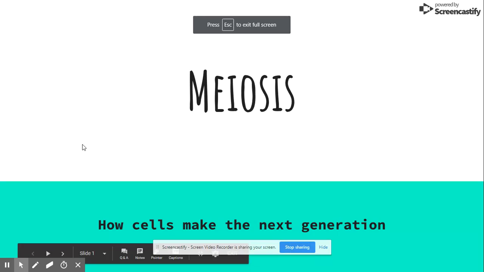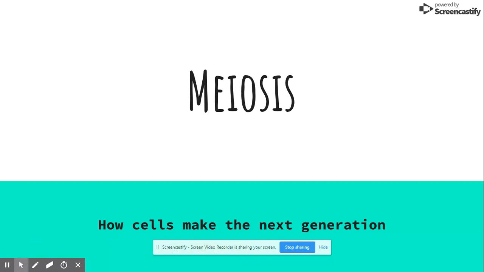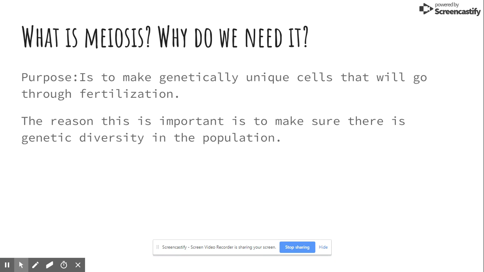So, our focus for this video is going to be on meiosis. Meiosis is a form of cell division. This type of cell division, when contrasted with mitosis, is all about making genetically unique cells.